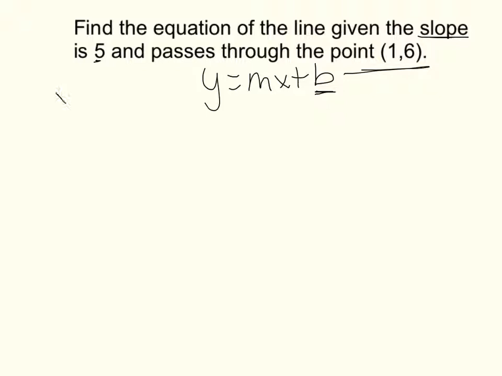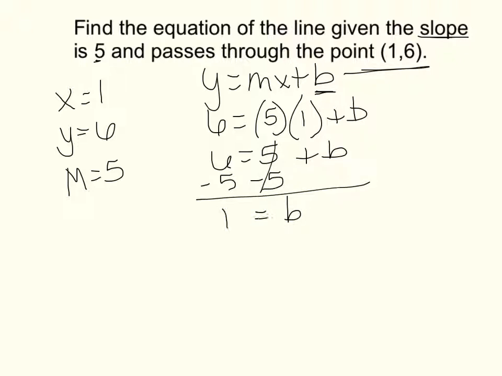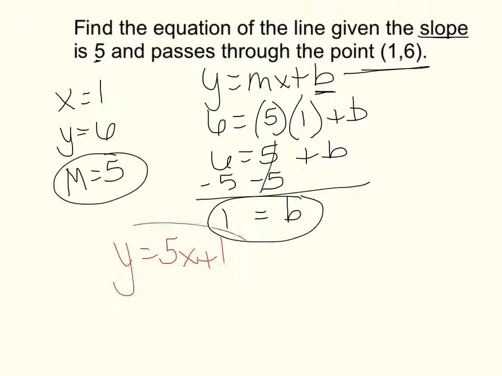Okay? So I always list what I've got. My x is 1, my y is 6, and my m is 5. Substitute in. 6 equals, m is 5, x is 1, and I don't know my b. Now I just solve. 5 times 1 is 5. To get my b by itself, I'm going to subtract 5. b equals 1. So if my b equals 1 and my m equals 5, my equation of the line is y equals 5x plus 1. Very simple. Hopefully you got that one right. Okay, on the next slide, we're going to solve for an equation of the line that gives you 2 points.